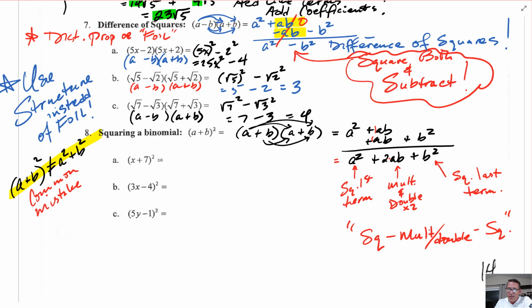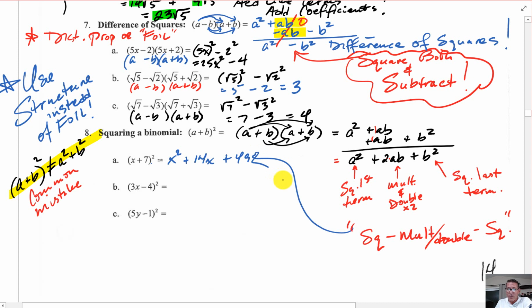So when I do this here, I take x and I square it. I multiply the two. 7 times x is 7x, but then I double it to get 14x, and then I square the 7 to get 49. And notice that I didn't write it out. I square, multiply, double, square. That's all I do. And then on this one here, you got to be careful.